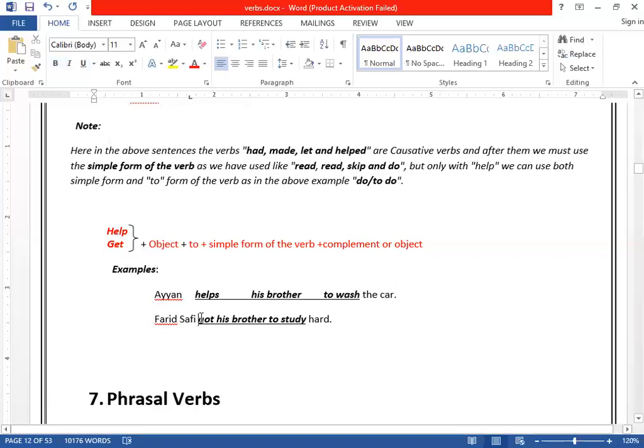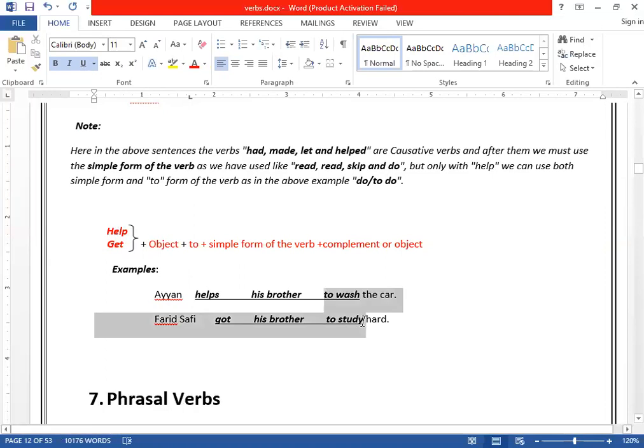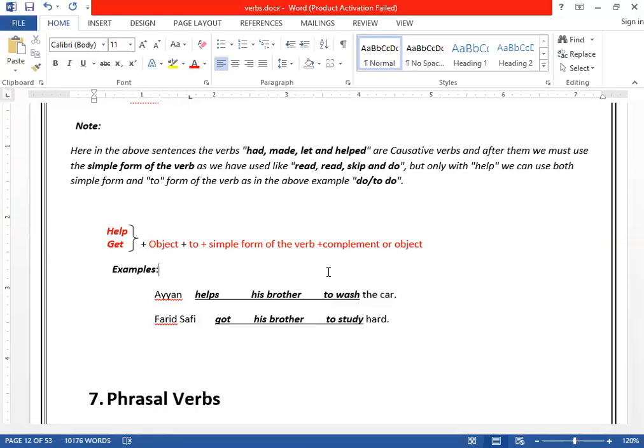Farid Safi got his brother to study hard. Clear? Farid Safi is the subject, got is the second form of get, his brother is the object, and to study hard is the full infinitive. Only with the two verbs help and get do we use to.